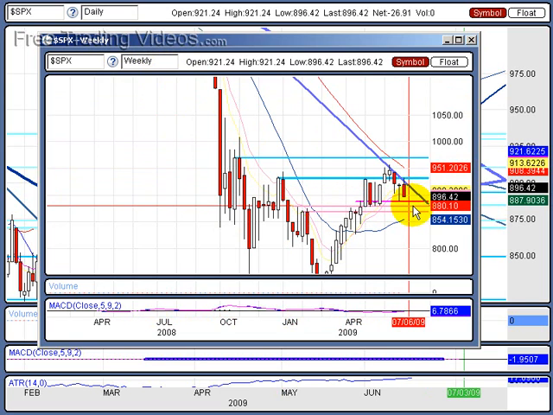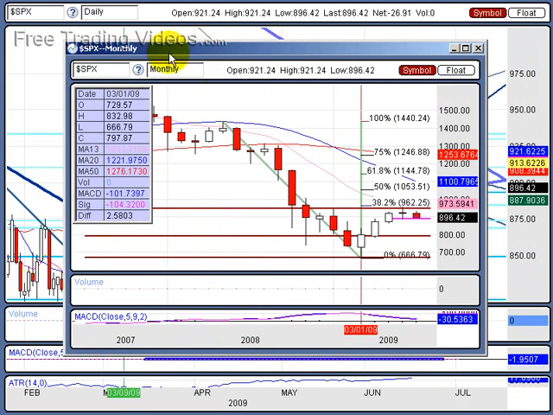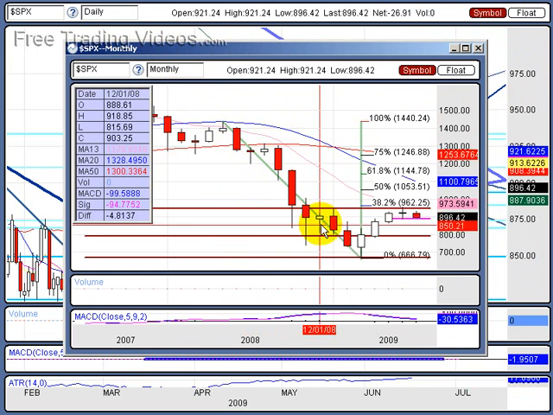Our next area would be right here around 880. 880, and then we have right here at 870. So we have 870, 880, and 888 are our significant support areas. If we break any of those, it could get hairy fast. And let's look at the S&P monthly. Here's the S&P monthly. We have the Fibonacci drawing down, down, down, down.